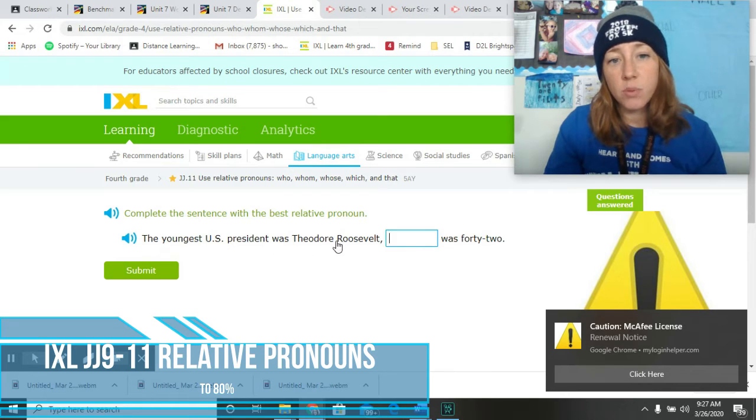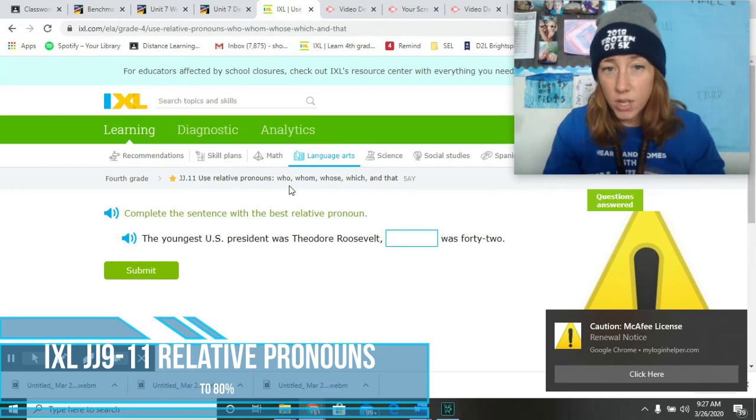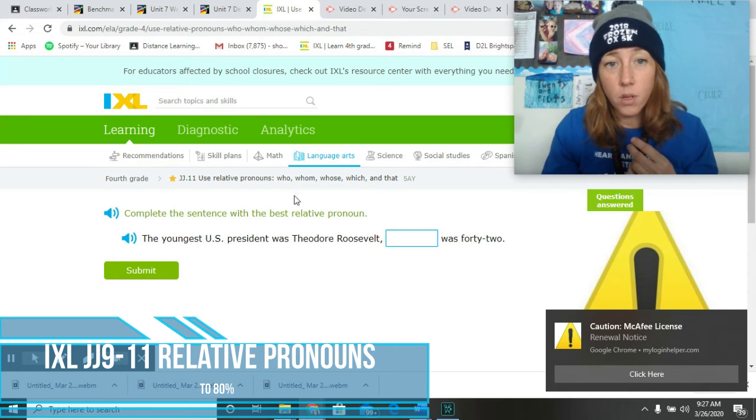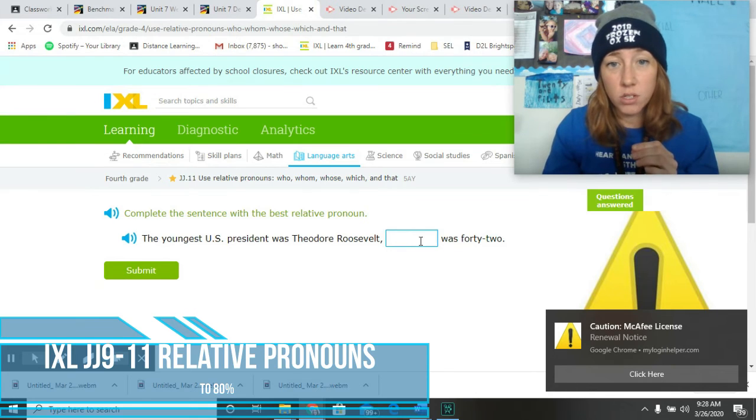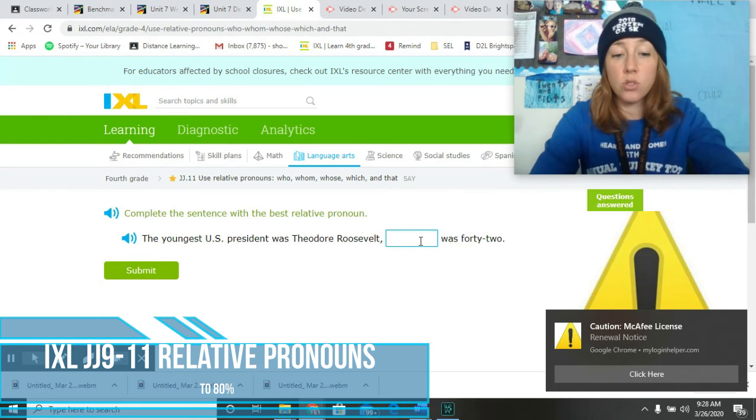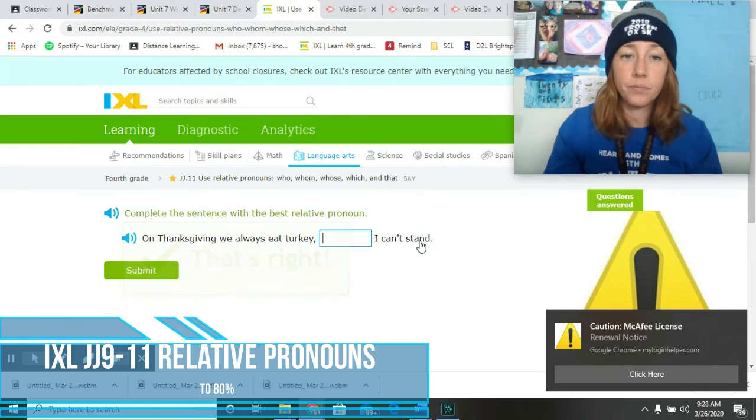The youngest U.S. president was Theodore Roosevelt. Blank was 42. This is a person, so I'm going to use a who or a whom. So would I say the youngest U.S. president was Theodore Roosevelt? He was 42 or him was 42? I'd say he, so this is going to be a who.